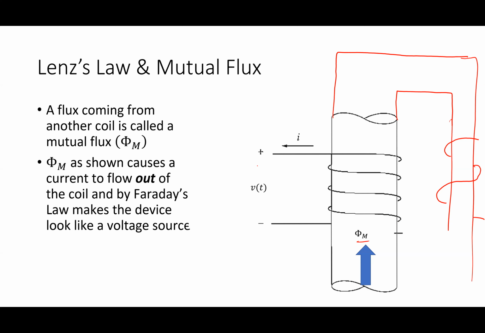So is there any current that's flowing? No. But if I hooked a load up to it, that's what would happen. Now, let's say I want to relate the flux phi m to that voltage V of t. How would I do it? How would I relate V of t to phi sub m? So help me out. How do I get V of t related to phi sub m?